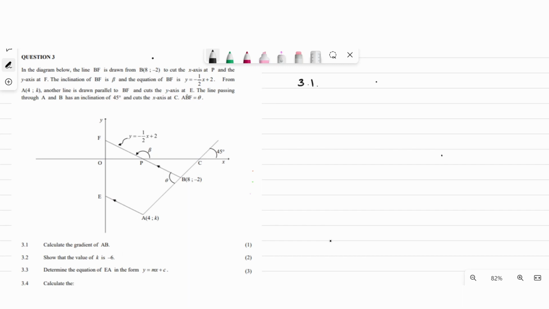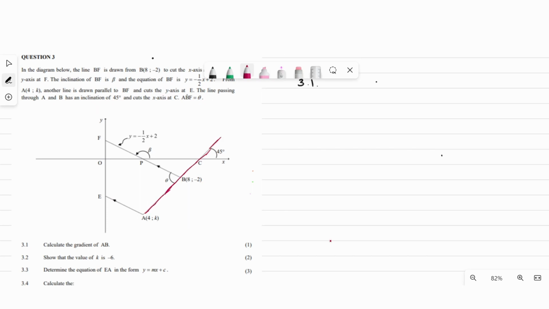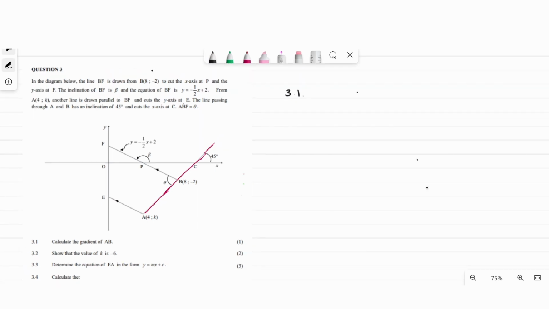We know that AB is this line. I'm going to write it in pink. To find the gradient of that line, since the inclination is 45 degrees, we can use the formula tan theta equals the gradient. We have theta, which is 45, so tan 45 degrees equals m of AB. Therefore the gradient of AB is equal to 1.